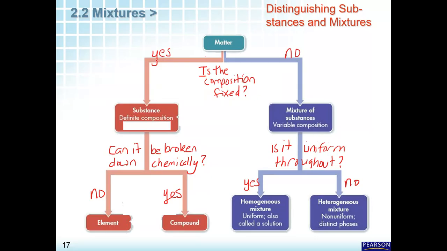And if the answer is yes, then you're going to ask yourself, can it be broken down chemically? If the answer is no, it cannot be broken down, it's an element. If the answer is yes, it is a compound. If you answer no, that the composition is not fixed, which means the composition can change, then you're going to ask yourself, does it appear uniform throughout? If you say yes, again, that's homogeneous, which we also call a solution. If you say no, that is going to be a heterogeneous mixture, which means you can see distinct phases. Remember, this is 2 or more phases.